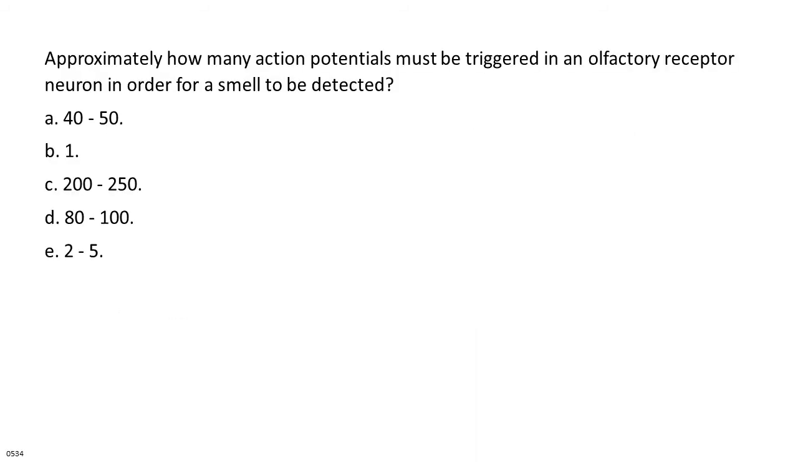Approximately how many action potentials must be triggered in an olfactory receptor neuron in order for a smell to be detected? A. 40 to 50. B. 1. C. 200 to 250. D. 80 to 100. E. 2 to 5.